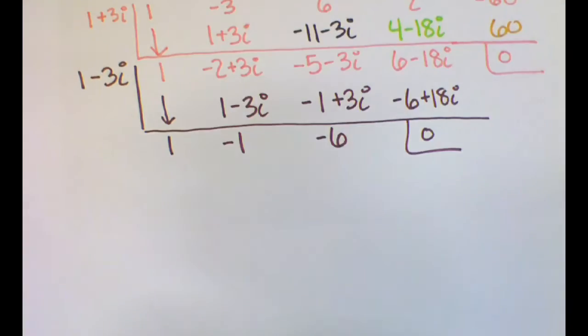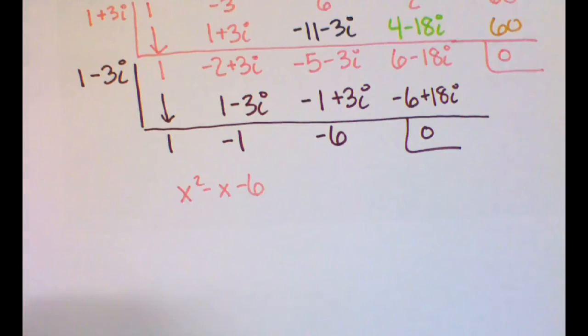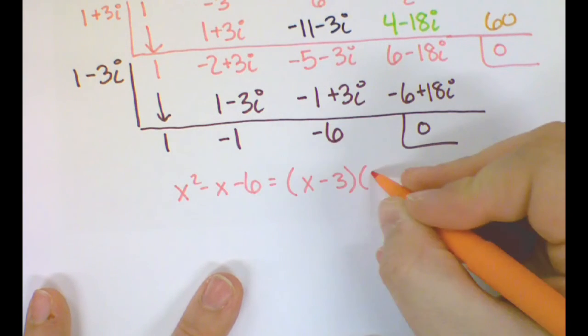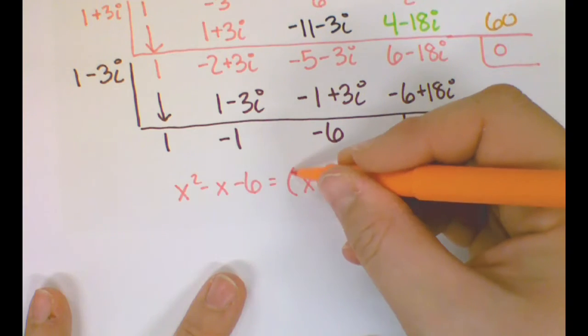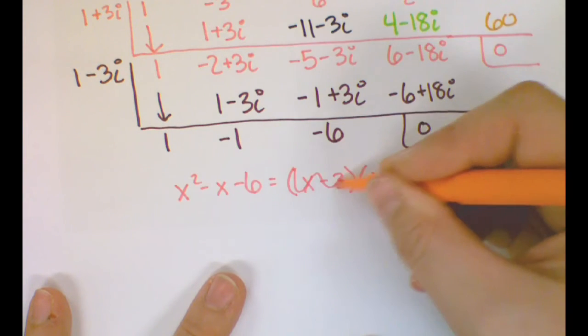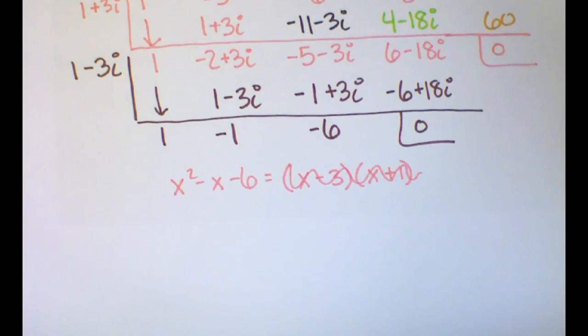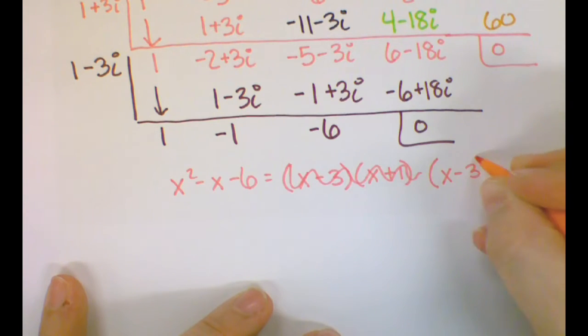So now we are left with x squared minus x minus 6, which we can factor into x minus 3 times x plus 1. Just kidding. We can't factor it into that because 3 times 1 is not 6. Wow, sorry about that. X minus 3 times x plus 2.